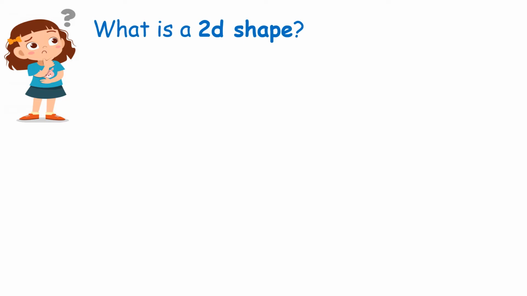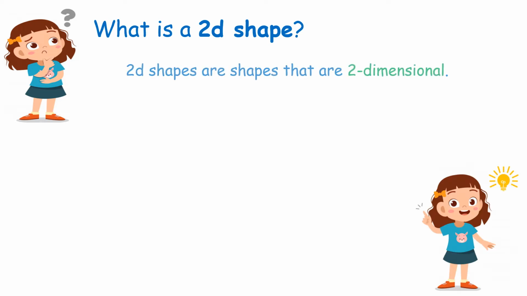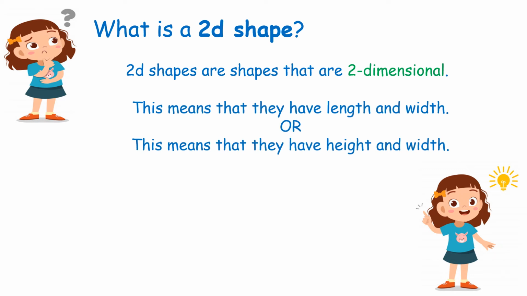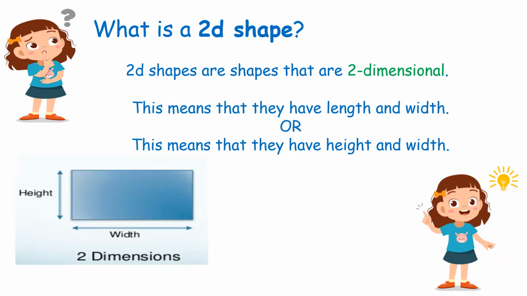So what is a 2D shape? What can you remember about 2D shapes? 2D shapes are shapes that are two-dimensional. This means that they have length and width, or that they have height and width. This rectangle here has height and width. That means it has 2 dimensions.